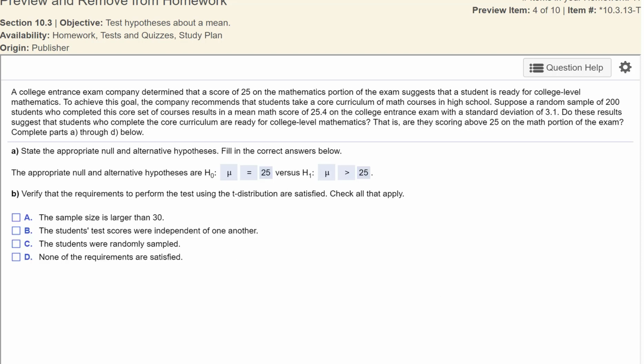Now recall that on many of these tests that we end up running, there are some assumptions. Sample size is larger than 30. Students' test scores are independent of one another. And it says they were randomly sampled. Suppose a random sample, and we have to assume independence of one another. That is, we don't have a brother and sister that are possibly together in the same household, or a set of twins, things like that.